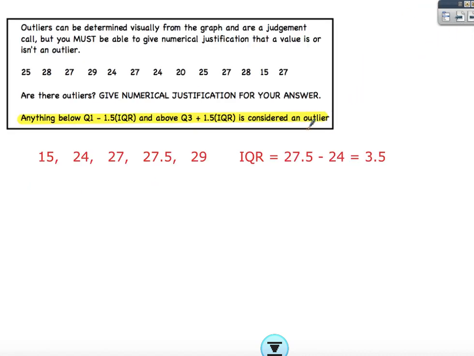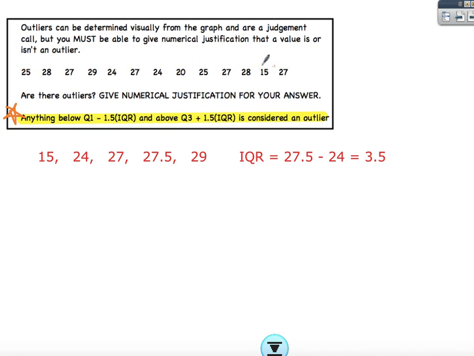I've had this in some of the other videos, but just to recap how to get outliers, I would write this down on your note sheet. Anything below Q1 minus 1.5 times the IQR would be considered an outlier, and anything above Q3 plus 1.5 times the IQR would be considered an outlier.